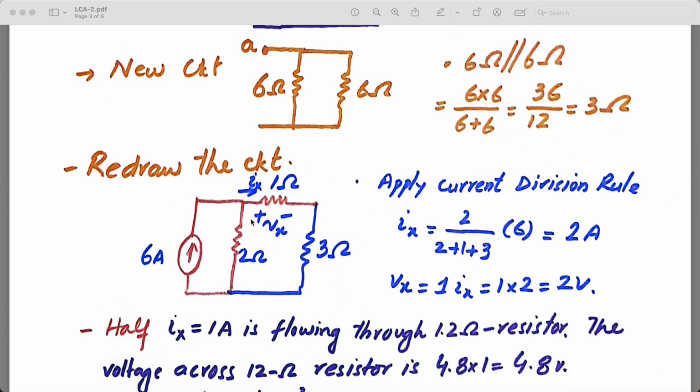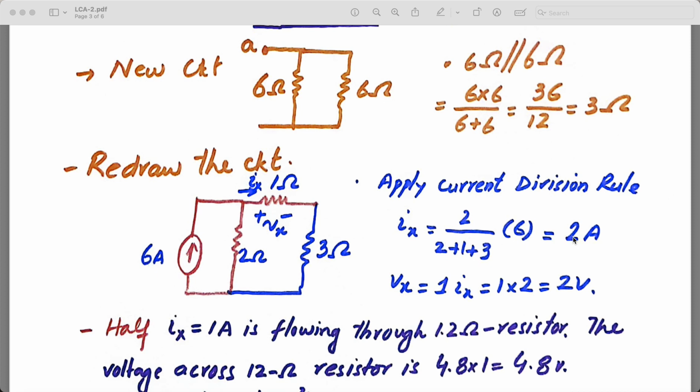So the circuit looks like this one. By using the current division rule, you can calculate the value of Vx here. Using the current division rule, Ix is equal to that 2 ohm resistor divided by 2 ohm plus 1 ohm plus 3 ohm, because this 1 ohm is in series with 3 ohm. That is why you need to add them up, and then multiply by 6 ampere.